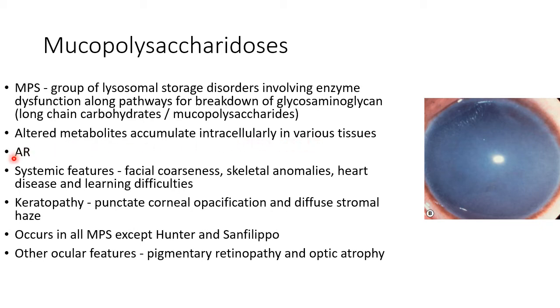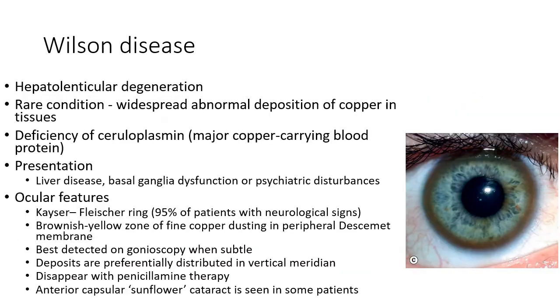Most of the mucopolysaccharidoses are autosomal recessive conditions. Systemic features include facial coarseness, skeletal anomalies, heart disease, and learning difficulties. Mucopolysaccharidosis can lead to keratopathy in the form of punctate corneal opacification and diffuse stromal haze, as you can see in this picture. Keratopathy occurs in all mucopolysaccharidoses except Hunter and Sanfilippo disease. Other ocular features of mucopolysaccharidosis include pigmentary retinopathy and optic atrophy.